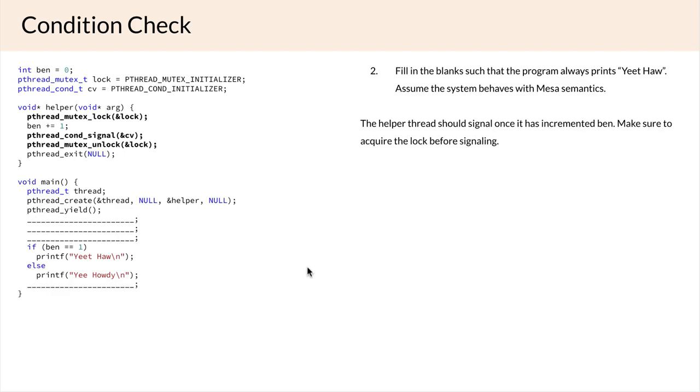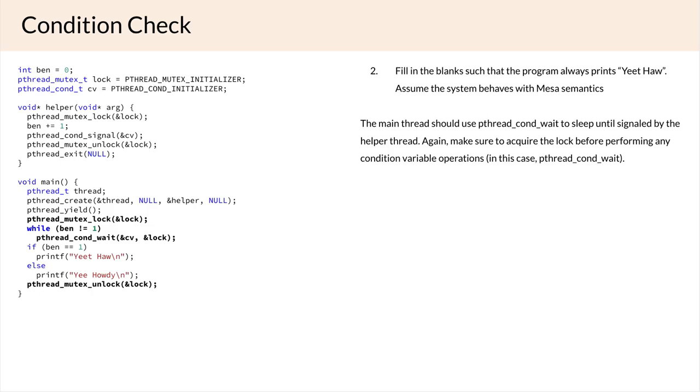And in terms of signaling, after we increment ben, and that's the condition we are waiting on in the main thread, we are going to signal the corresponding condition variable. So what is the signal doing? Well, in the main thread, we're going to check if ben is still 0, or if it's just not 1, and then we're going to wait on the condition variable. Once helper actually runs, it's going to signal that condition variable, and so the call to wait will be unblocked, basically. The main thread will be put back on the ready queue, and once main runs again, we see that ben is equal to 1, and so we print.